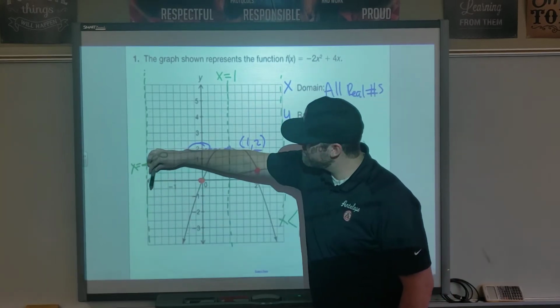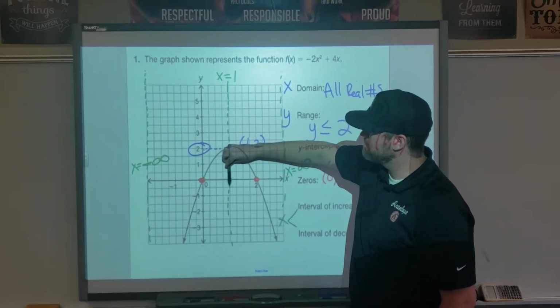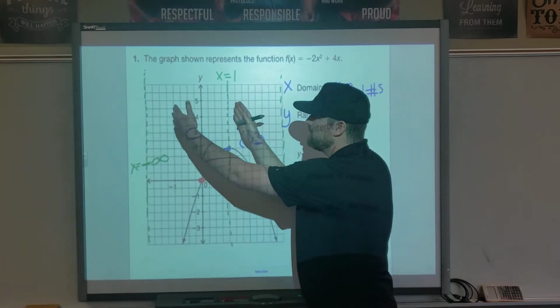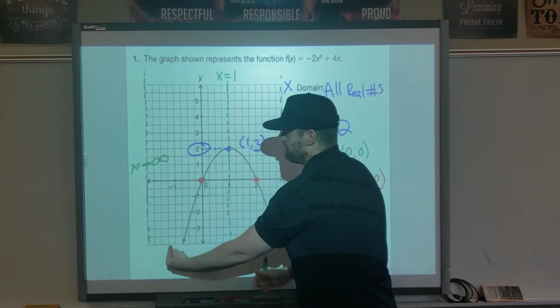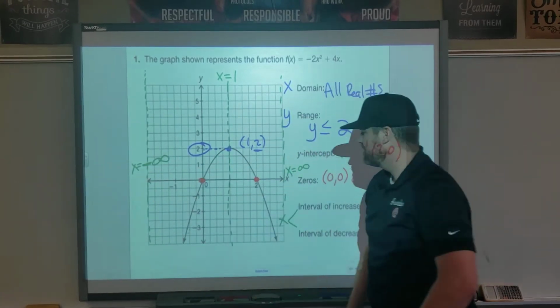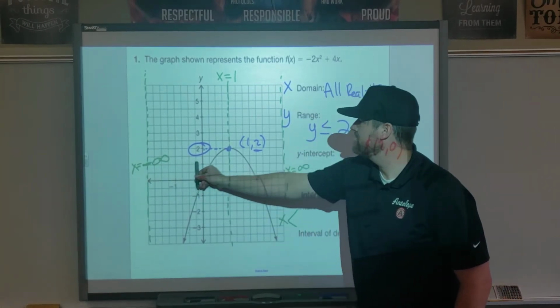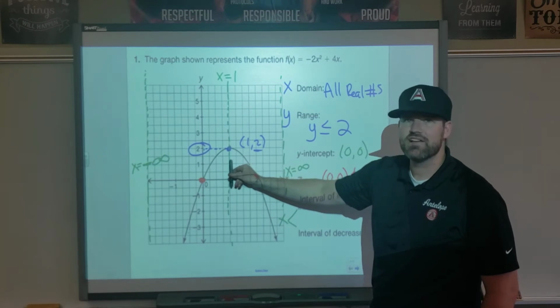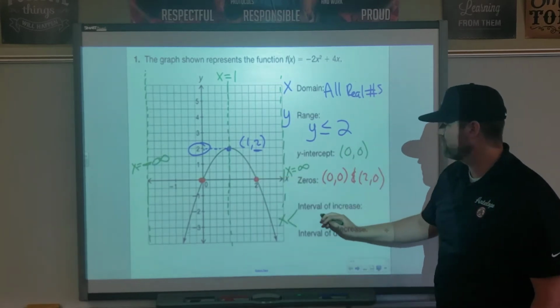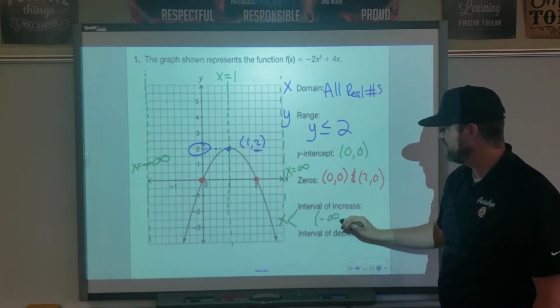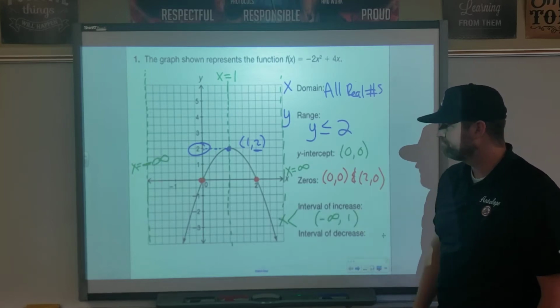No matter where I am between negative infinity and positive 1, anywhere in this section of the graph, my graph is increasing. So the interval of increase is from the x of negative infinity until we get to an x value of 1. So interval of increase from negative infinity to 1.